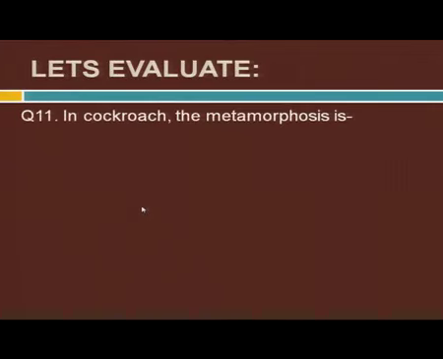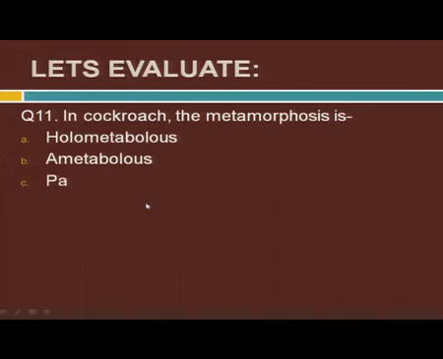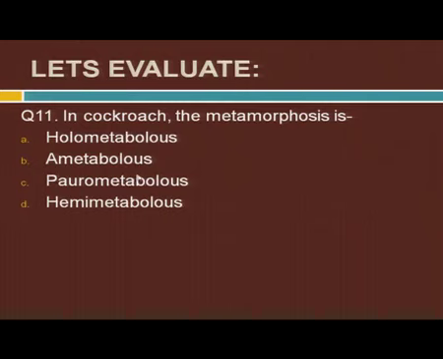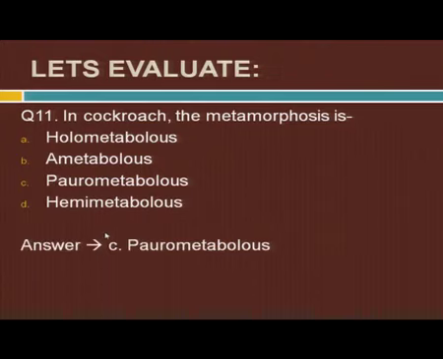Next question, in cockroach, the metamorphosis is holometabolous, ametabolous, paurometabolous, hemimetabolous. This again we have repeated many a times. You must be able to answer it. The correct answer is yes, it is C, paurometabolous.